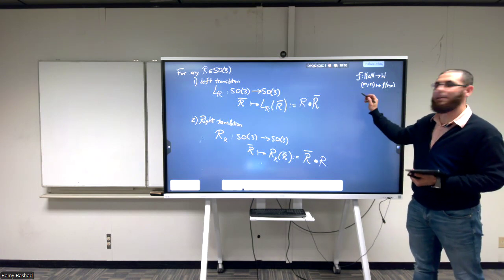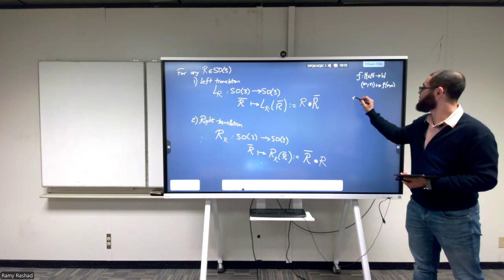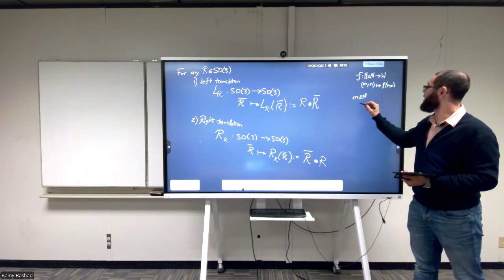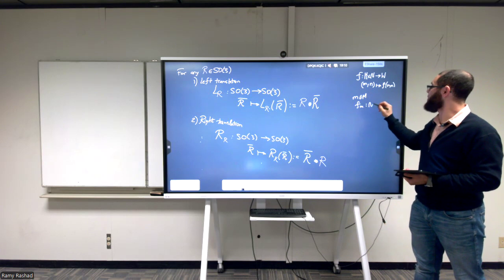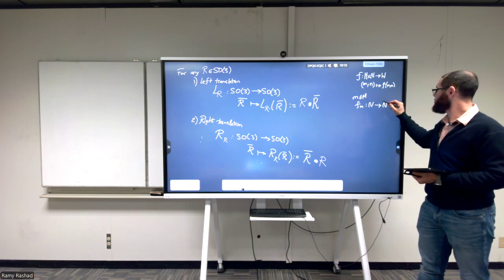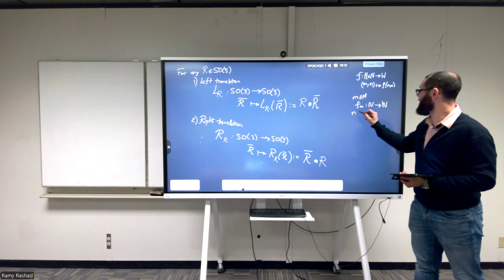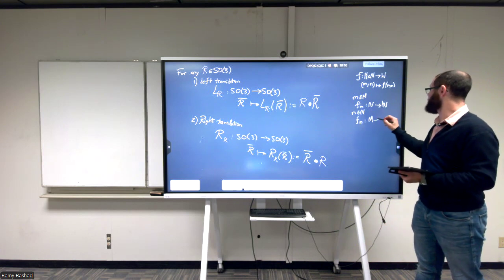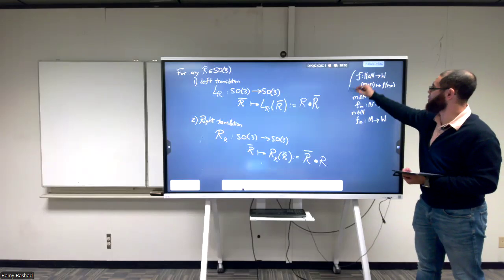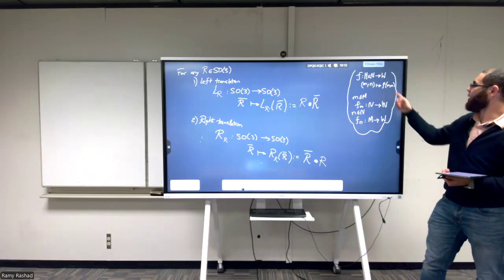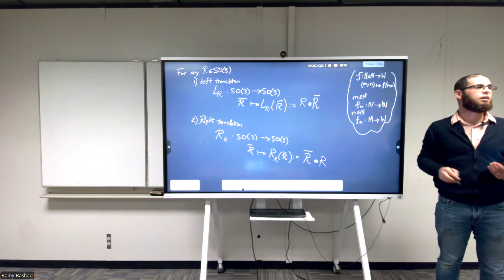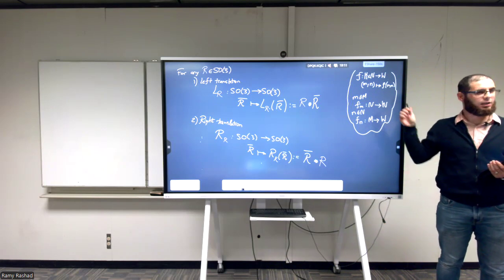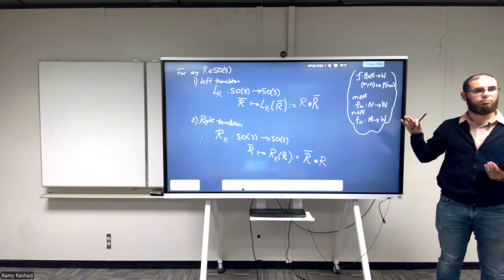If I give you some M, then I can define f_M as a map from N to W. Or if I give you some N, I can always define a map that goes from M to W. So this is something that's always general. You can always do that, by just taking one of the slots and fixing it by some element. Is that clear for everyone? Clear? Yes or no? Want me to repeat?